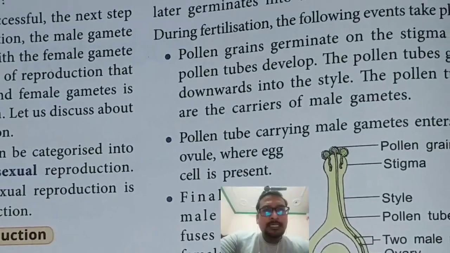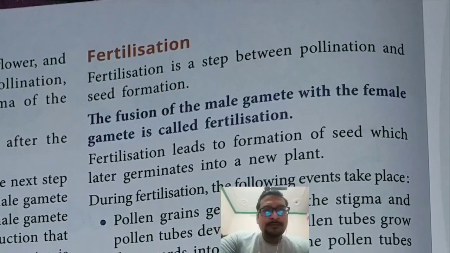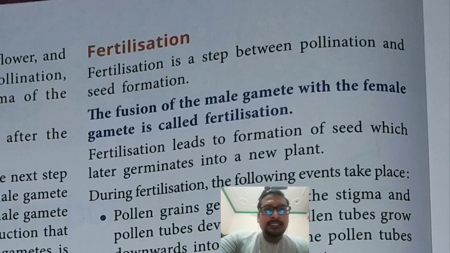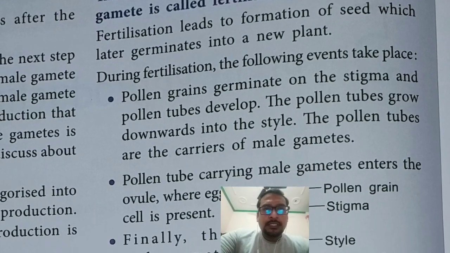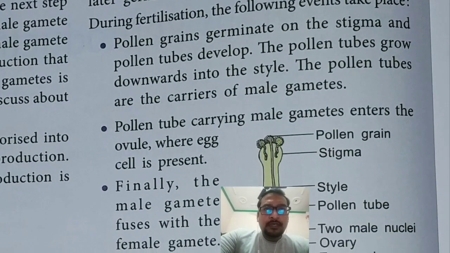Now let us understand what is fertilization. So fertilization is a step between pollination and seed formation. The fusion of male gamete with the female gamete is called fertilization. So in this there are some points which you have to remember. How it germinates, what is the process of it.